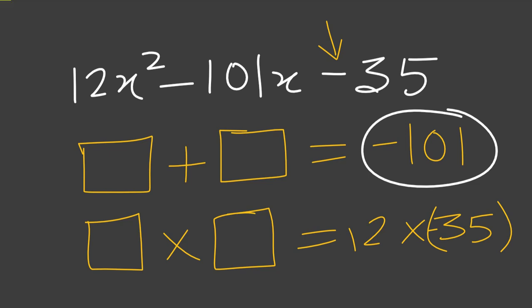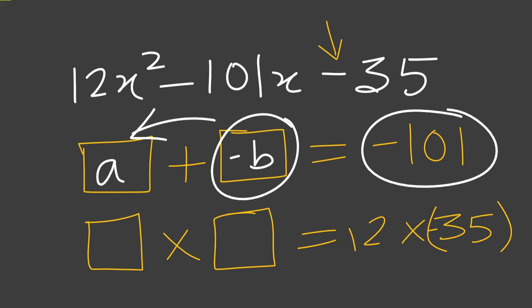So you can imagine that one number will be negative, say minus b, and the other number will be positive, a, and minus b will be numerically bigger than a, the positive number, and a into minus b will be equal to 12 into minus 35. So now you can multiply 12 and minus 35 and check what the number is. This is also a tip: if the multiplication is easy for you, multiply it, and if the multiplication is tougher, then you can just factorize 12 and 35 separately.